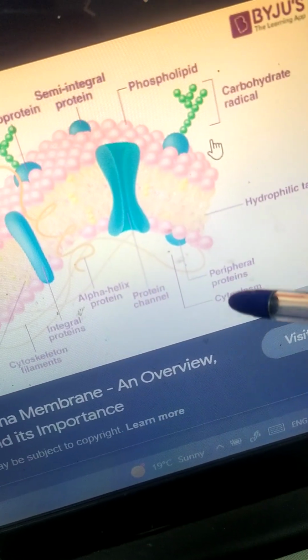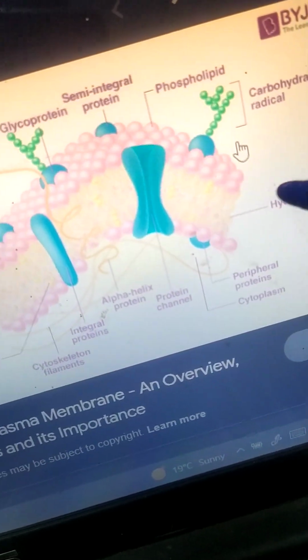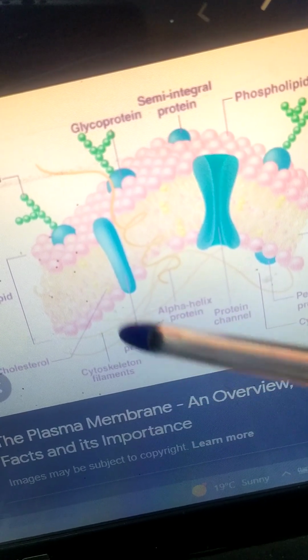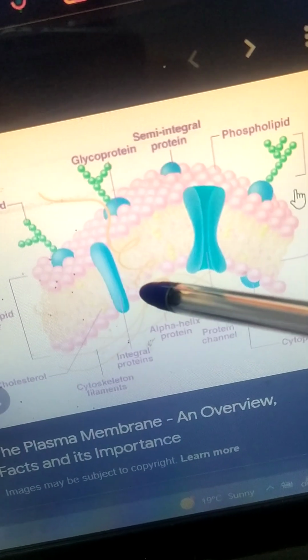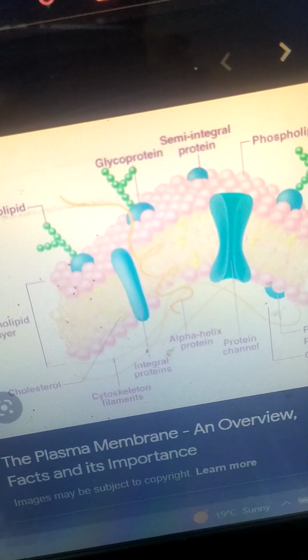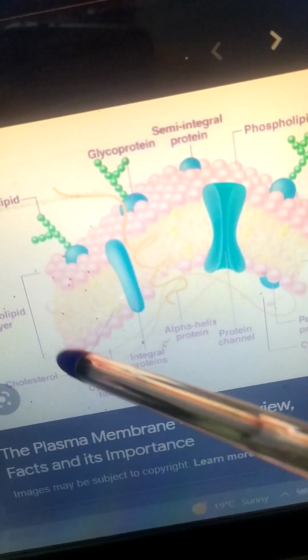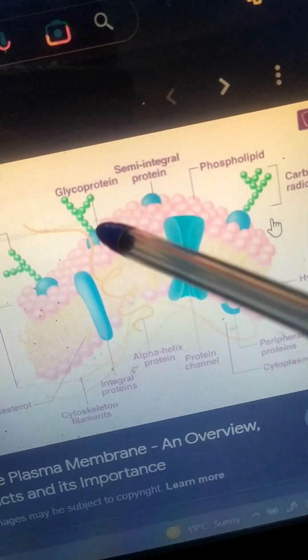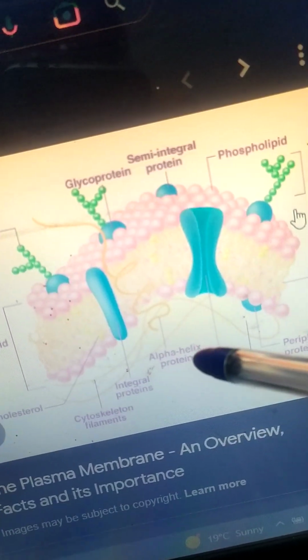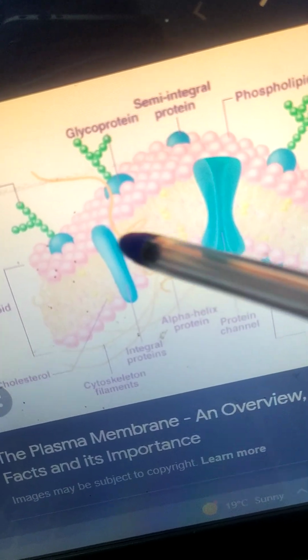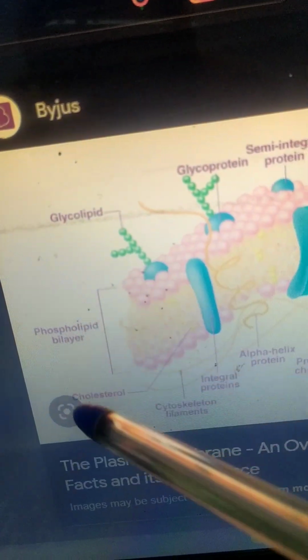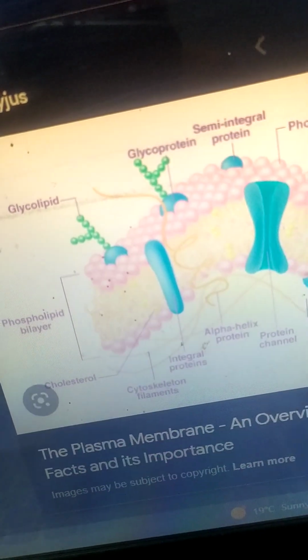This is your peripheral protein, cytoplasm, and this is your hydrophilic tails. And cytoskeleton filaments are also present here. Cytoskeleton filaments are the linker proteins. And this is your alpha helix proteins. This is the structure of phospholipid bilayer.